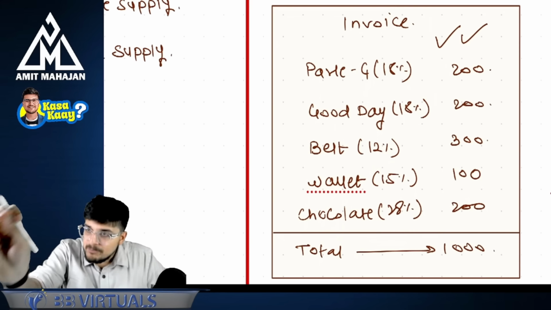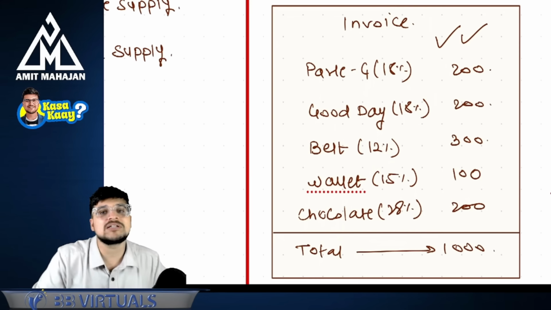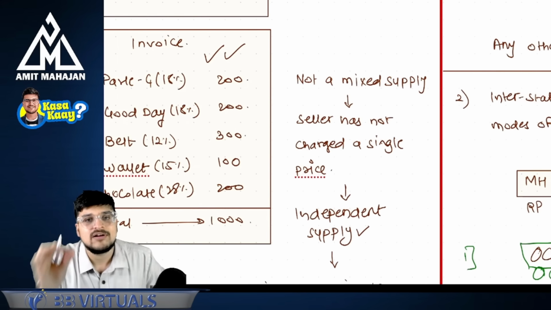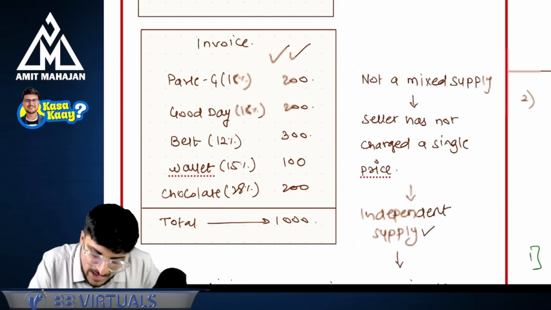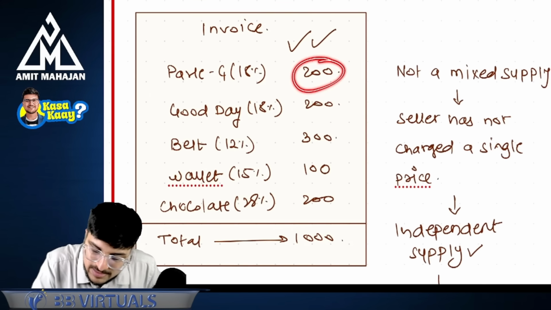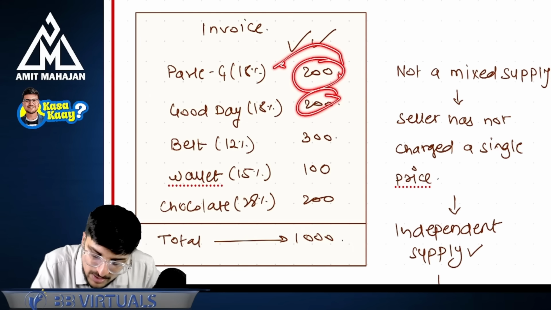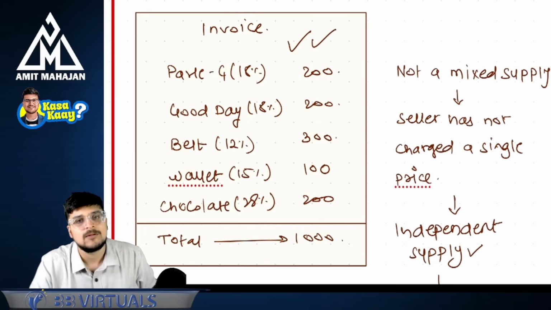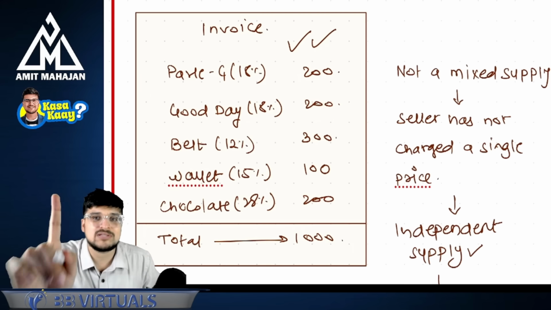This is neither mixed supply nor composite supply. It means you are going to have tax on every item independently: 200 at 18%, 200 at 18%, 300 at 12%, 115, 228. Because it is not charged for a single price.